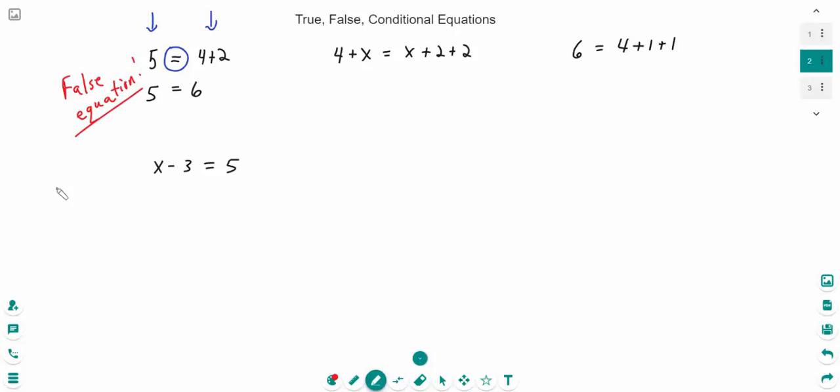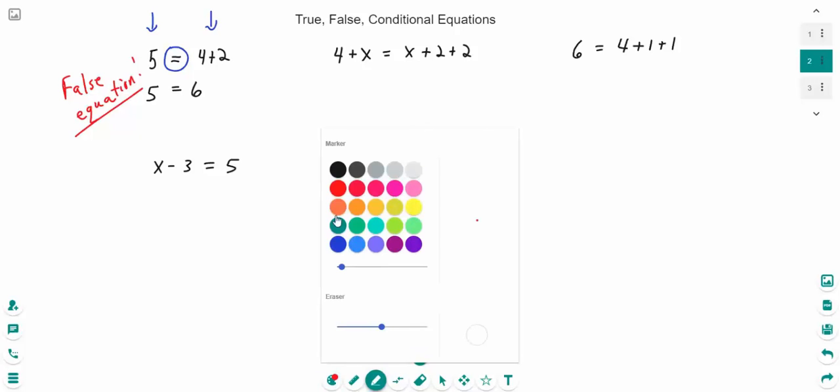A false one. All right. It is not true. We're expressing two things that are not equal to each other. So it is a false equation. All right. Let's go to this one over here. So that's one kind of equation that we can have, a false equation.